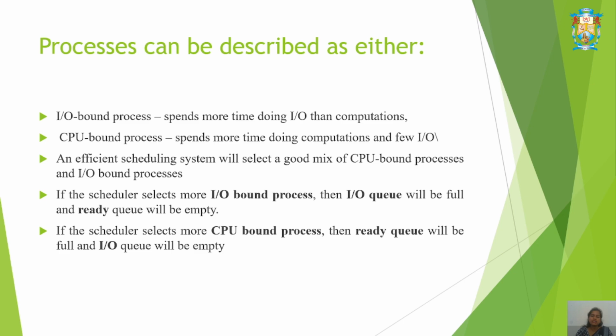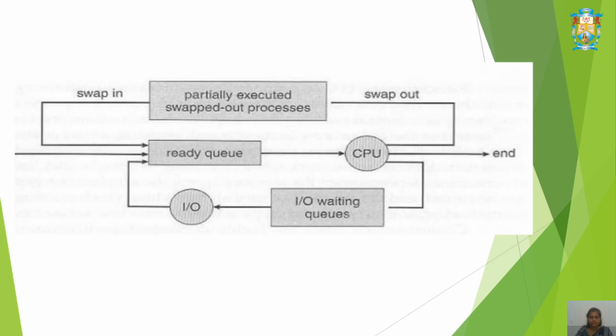An efficient scheduling system will select a good mixture of CPU bound processes as well as I/O bound processes. That is because if the scheduler selects more I/O bound processes, then the I/O queue will be full and the ready queue will be empty. If the scheduler selects more CPU bound processes, then the ready queue will be full and the I/O queue will be empty. That is why there must be a good mixture of CPU bound and I/O bound processes.